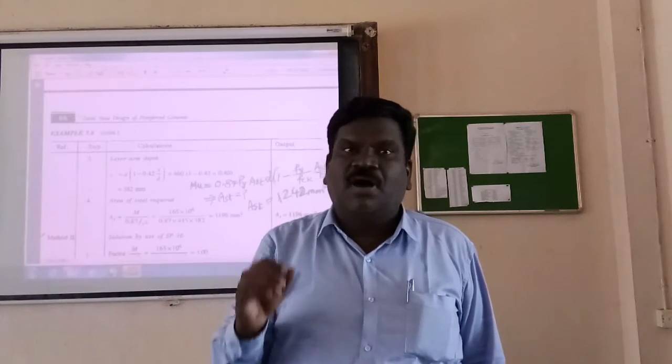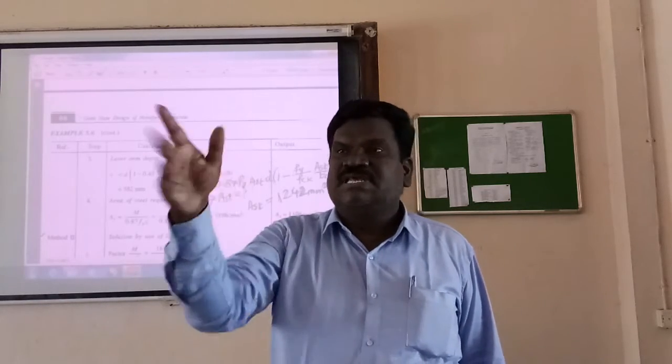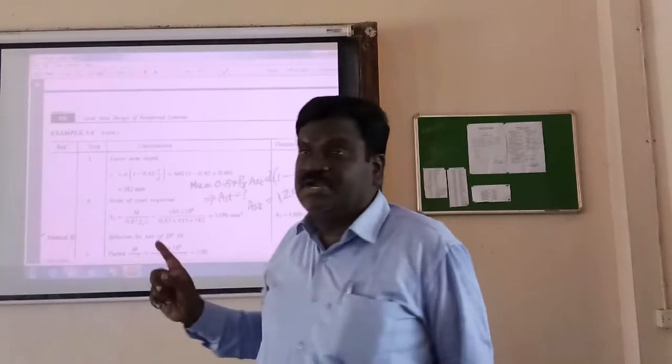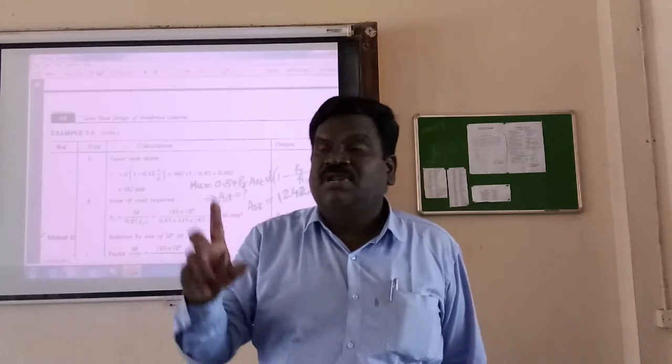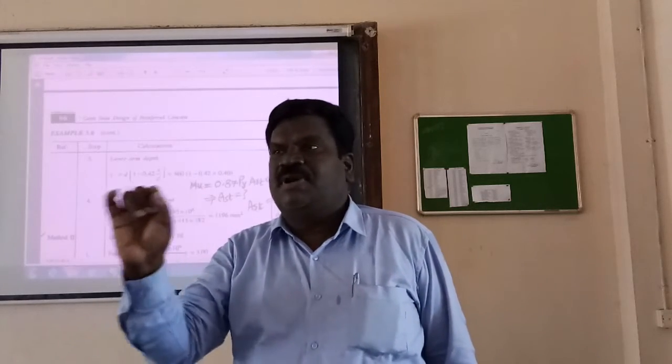What diameter of bar do you want to use? Suppose you want to use 16 mm dia bar. What is the area of one bar? Pi by 4 d square, 16 square. This area 1242 divided by the area of 1 bar will give you the number of bars. Suppose the number of bars you are getting is 5.67, so provide 6 number of bars.